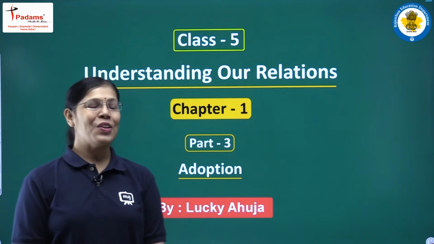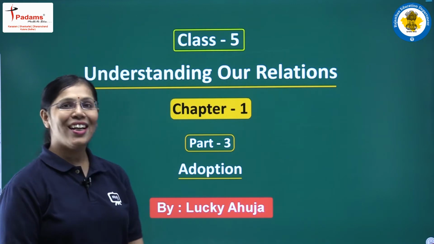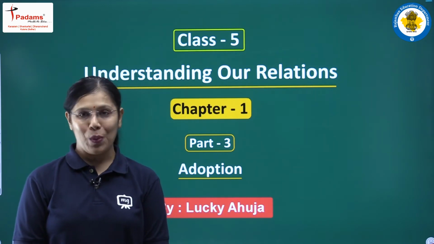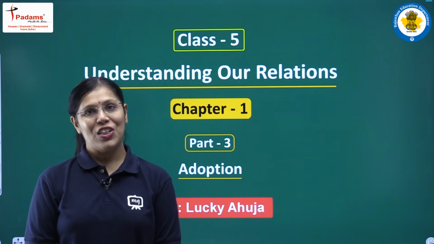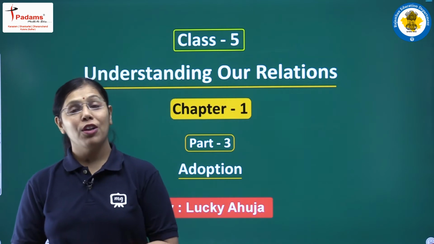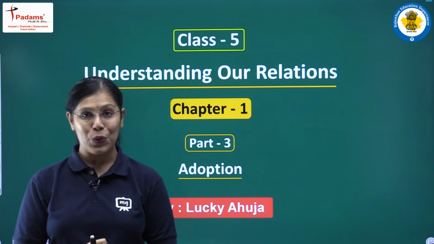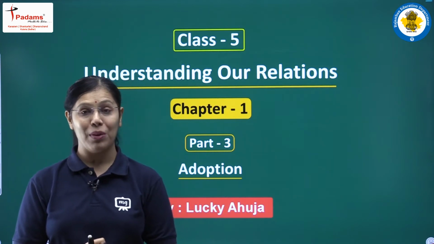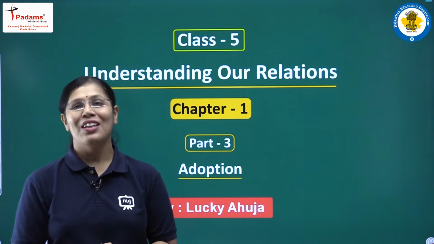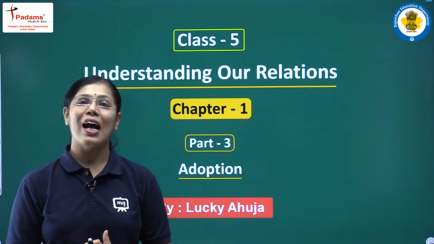So students, we started learning our chapter 1 which is named Understanding Our Relations. We have already completed 2 parts for this chapter. Initially we talked about nuclear and joint families, then we also talked about different reasons of formation of nuclear families from joint families. We also talked about a family tree. So students, in this part 3 we are going to learn about adoption.